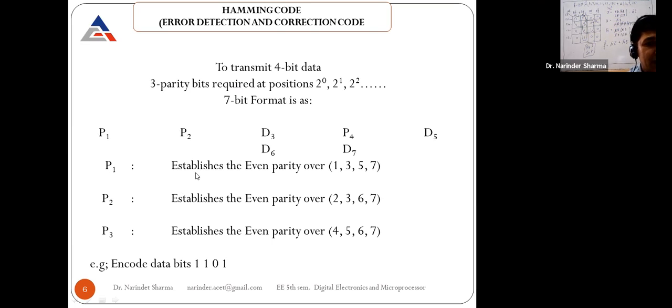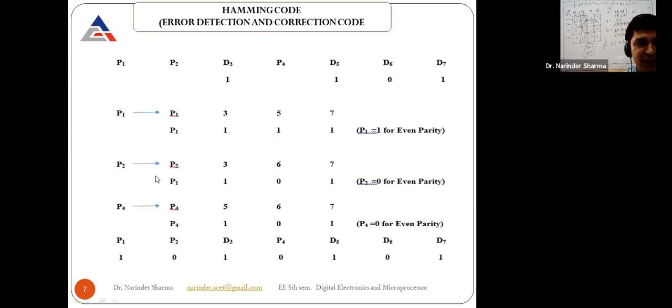For P1, the relation has been established by even parity: 1357. P2 is established for 2367. P4 is established by even parity 4567. To encode the data 1101, this method is pursued. So that is P1, P2, D3, P4, D5, D6, D7. So D3, D5, D6, D7 have been filled here. And then you have to check for the parity bits. After that, you have to fill the data. I'll show you how.